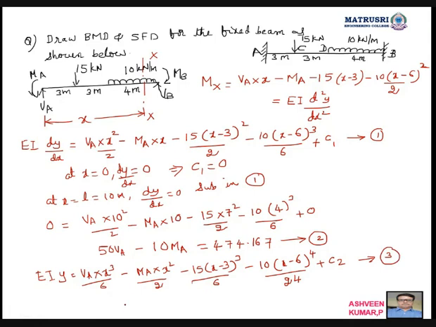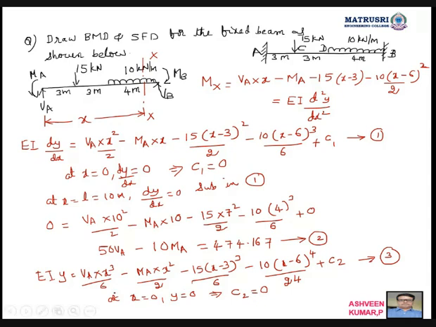So what will happen? I already told you. At x is equal to 0, y is equal to 0. If you substitute above, what will happen? C2 is 0. Why C2 is 0? This is 0, VA into 0, 0 cube 0, 0 square 0. This is 0 minus 3, minus 3 will not be considered. Here also minus 6 will not be considered. C2 will become 0.